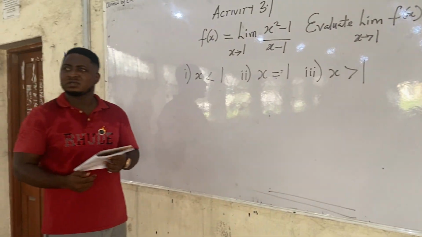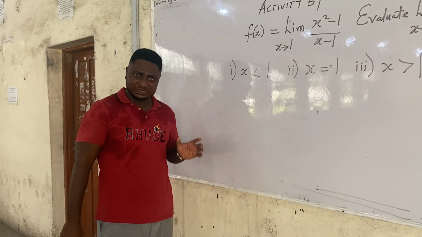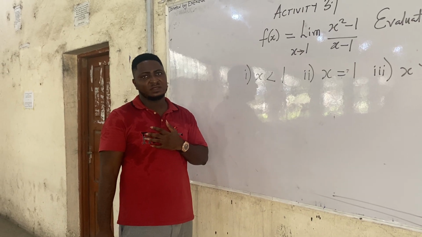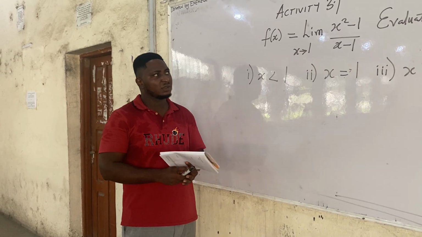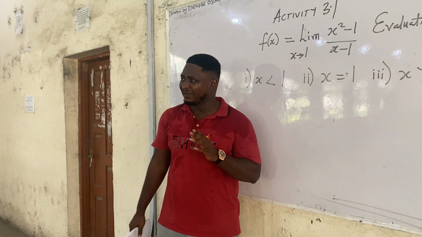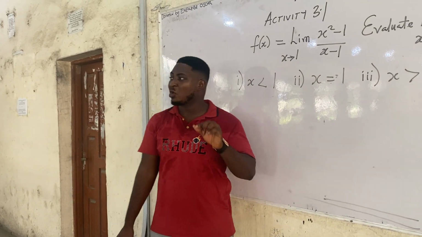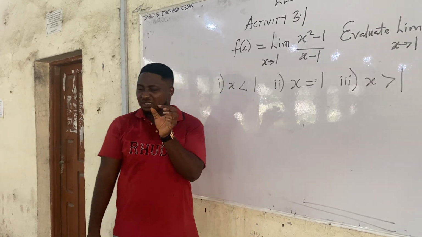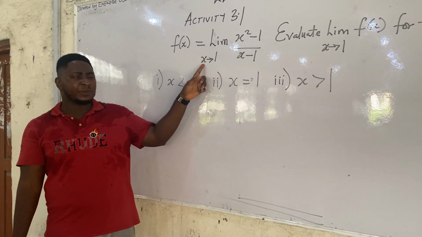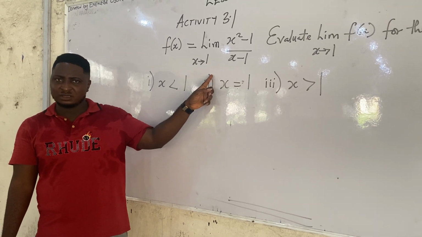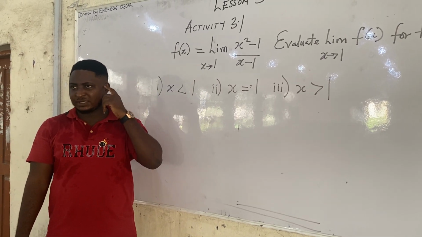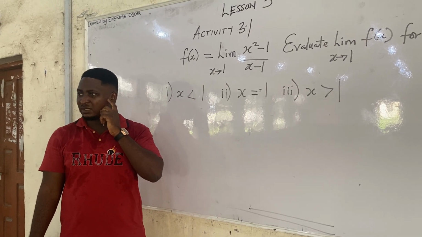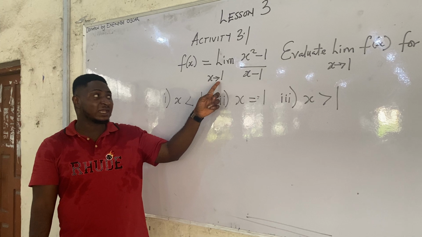Now, you must understand that there are two types of limits. We have what we call the right hand limit and the left hand limit. Anytime they give you a question on limit, expect to be given what we call the limit point. Every limit question comes with a limit point. The limit point is what is usually written below here, x arrow 1. This x arrow 1 means that x tends to 1. So our limit point is 1.